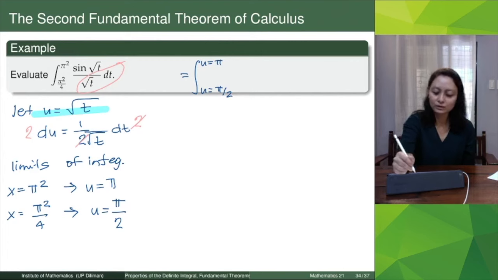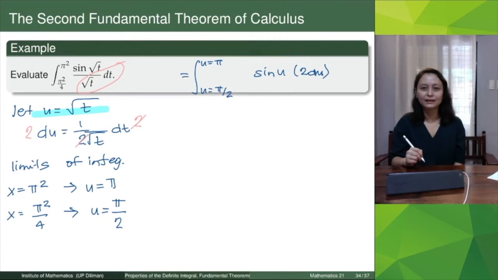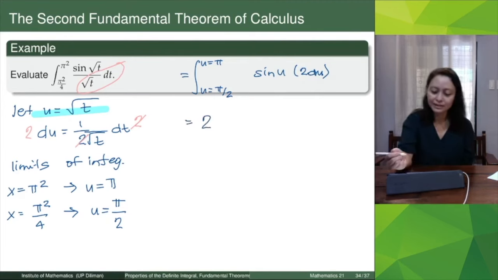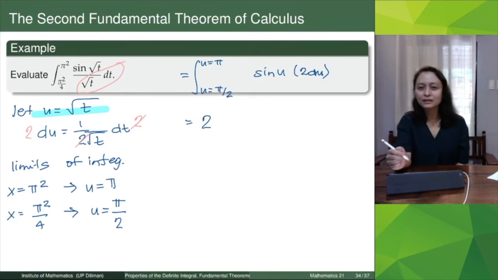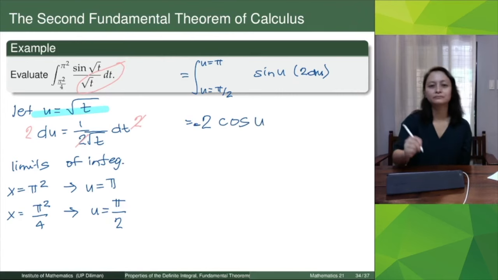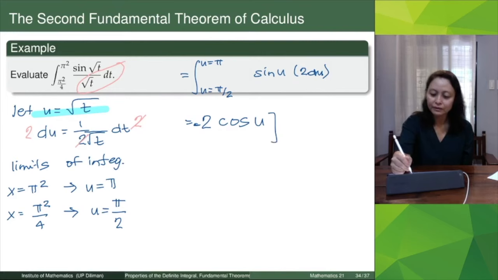Yung sine square root of t ay sine u, and then yung dt over square root of t ay 2 du. Again, yung constant na 2, pwede nating ilabas. Diretsuhin ko na. Antiderivative or integral ng sine u du ay negative cosine u, evaluated from u equals pi over 2 to pi.